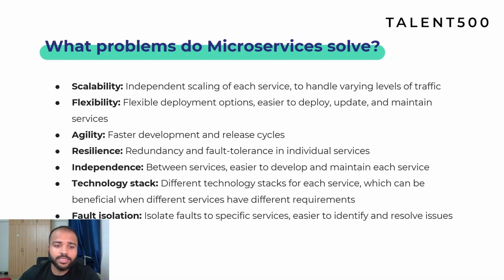So the fourth is then resilience. At what level you need the redundancy in an application can now be decided at a microservice level and not at a full blown monolith application level. So that is one other flexibility you have when you are using a microservice based architecture. Moving forward, independence between services, easier to develop and maintain each service.